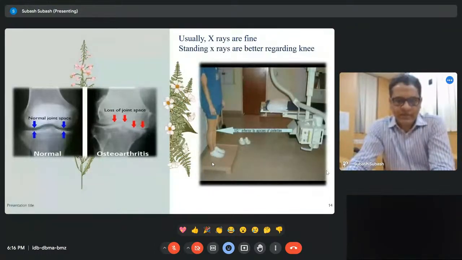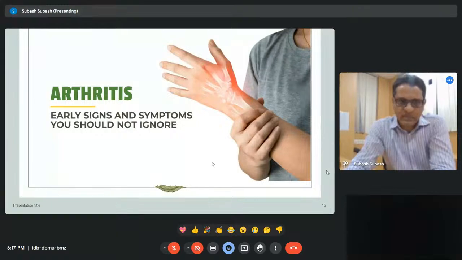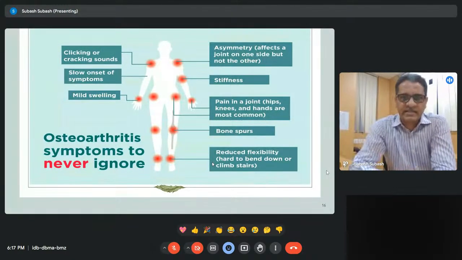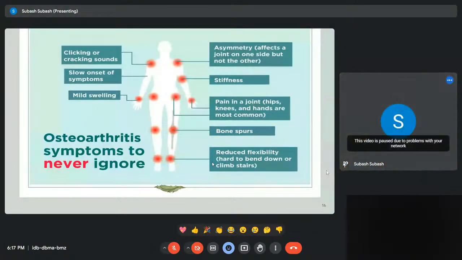How do we diagnose this? By using X-rays. We predominantly use standing X-rays so that the weight bearing shows if there is wear in the cartilage. If you do an X-ray while lying, it will not clearly show the true picture of the extent of the wear and tear. What are the early signs? Early signs are crackling and clicking, mild swelling, pain, lack of activity because of the pain, bone spurs on X-rays, stiffness, early morning stiffness, and reduced flexibility, affecting your quality of life.